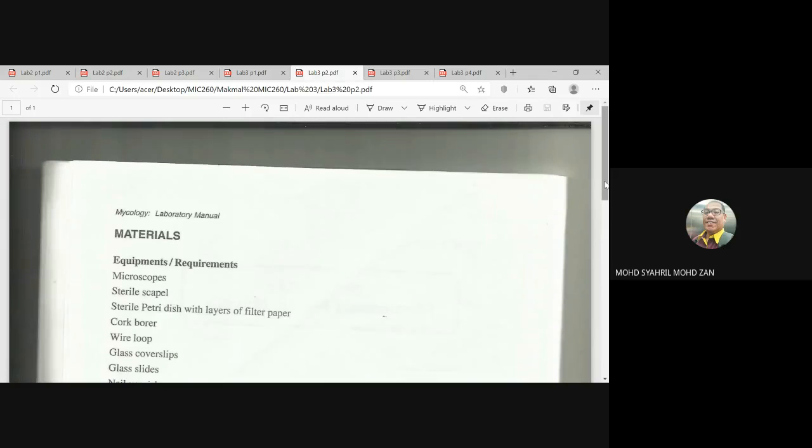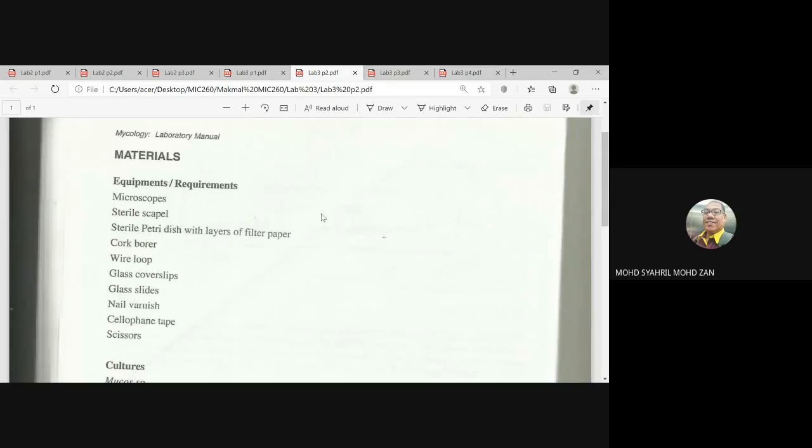Okay, number one, equipment. So of course we're using a microscope, sterile scalpel, sterile petri dish with a layer of filter paper, cork borer, buat lubang. Wire loop, same as the bacteria process. Okay, eksperimen bacteria pun kita guna juga. Kita pakai wire loop juga. Cover slip, glass slide, nail varnish, cellophane tape and scissor. Okay, gunting, cellophane tape, okay, pelekat tu.